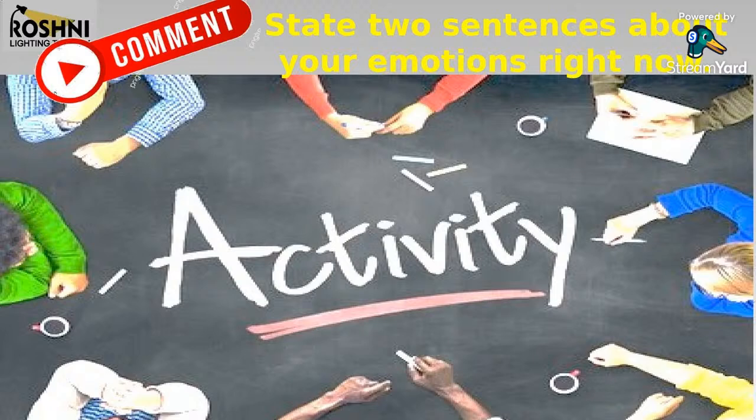Now the activity. State 2 sentences about your emotions right now. Emotions. What are you feeling? Are you feeling tired? Are you feeling happy? Are you feeling sad? Are you feeling bored? Anything that you are feeling right now. Or are you feeling hungry? Are you feeling sleepy? Are you feeling exhausted? Are you feeling energetic? Are you feeling up to your mark? Anything that you can describe.